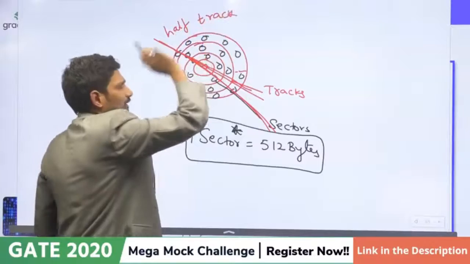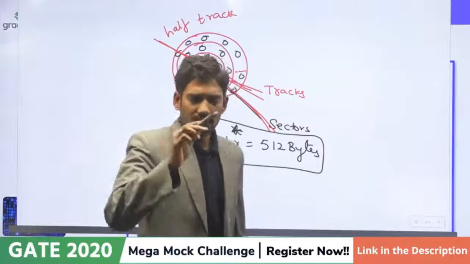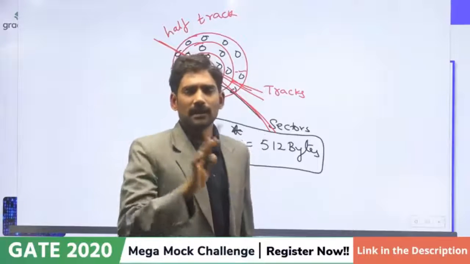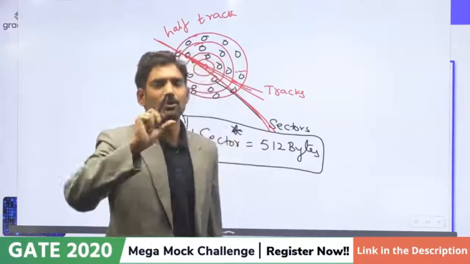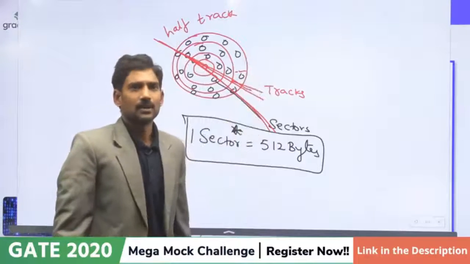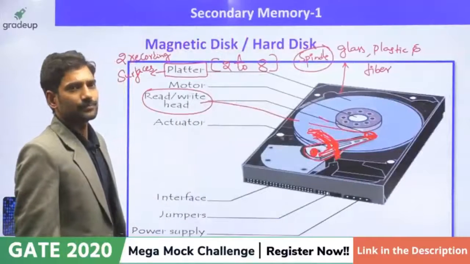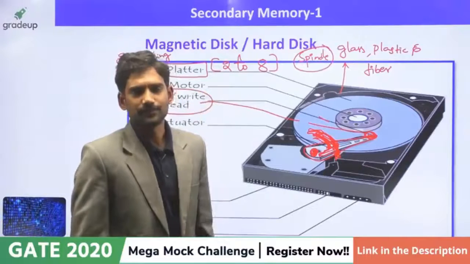You take any track, the read-write axis can exactly scan, read or write without disk rotation. How much? Half track it can cover. Now we will have definitely a doubt. What if the data is on the other half?